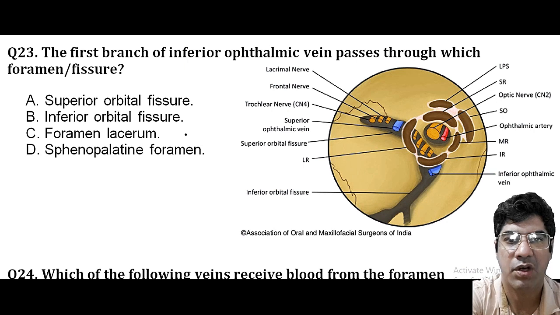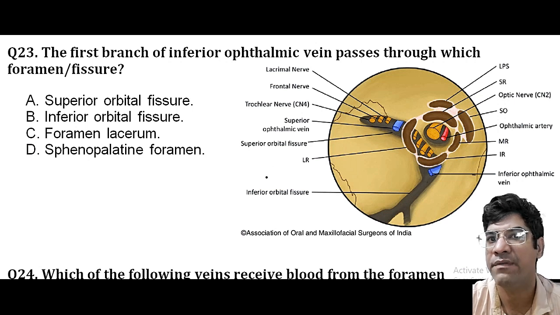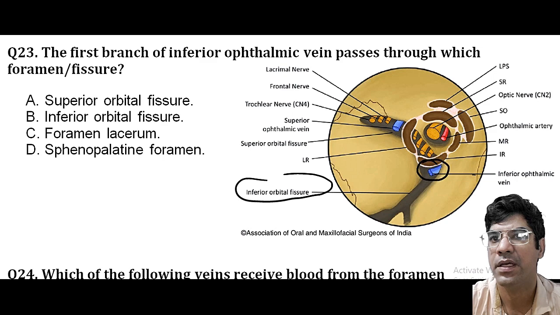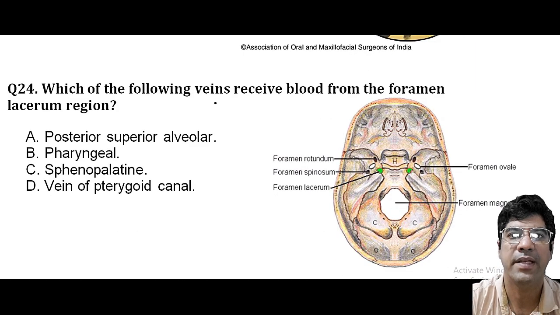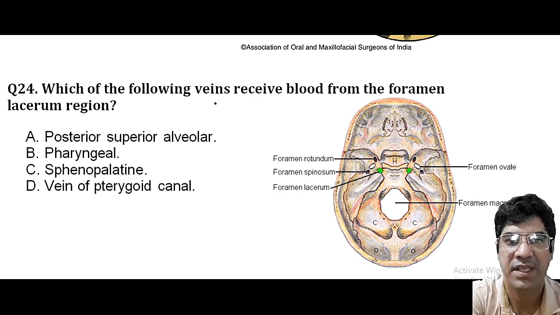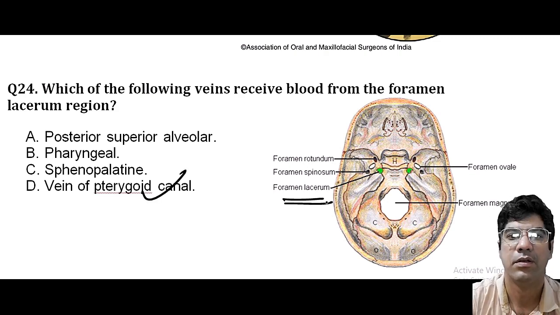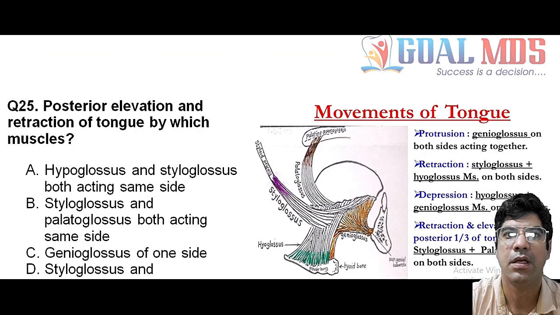The first branch of inferior ophthalmic vein passes through which foramen? The answer is inferior orbital fissure. So inferior ophthalmic vein, it passes through this foramen. Which of following receives blood supply from the foramen lacerum? The answer is vein of pterygoid canal. So remember the foramen and structure passing.